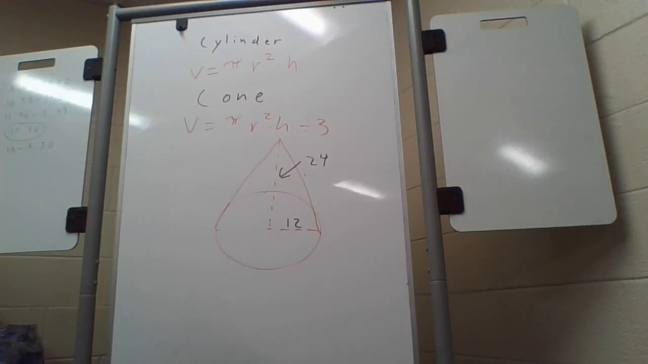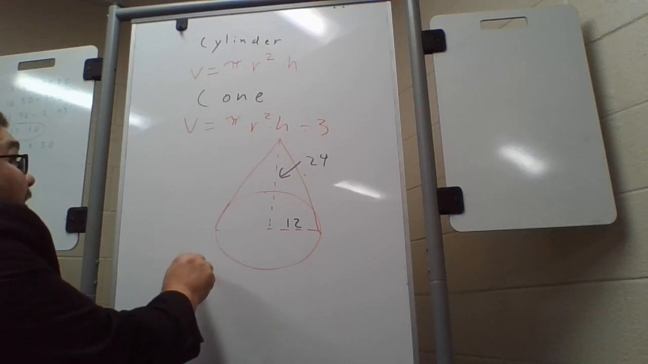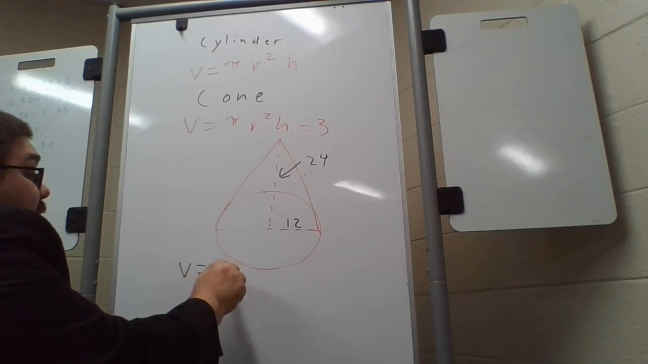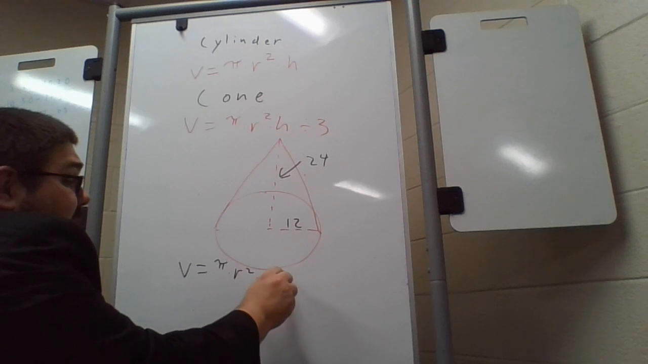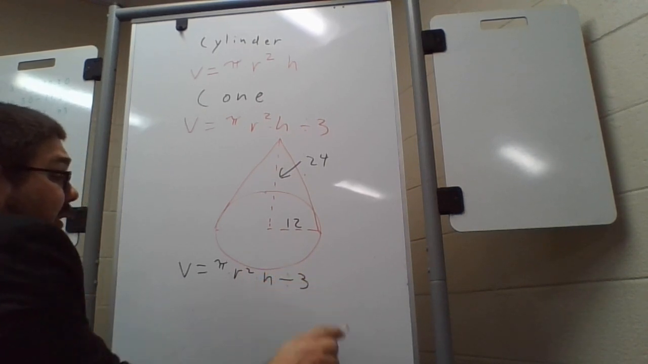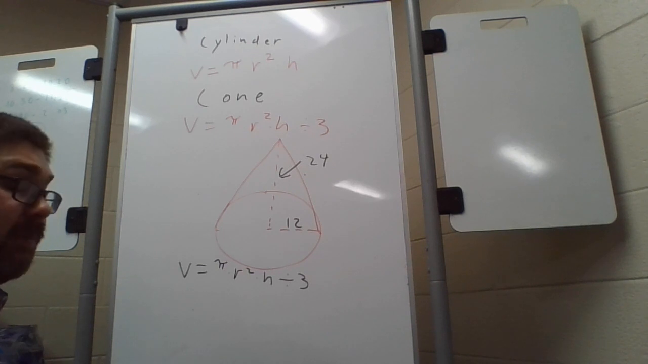Okay, so now here we have a cone. Instead of a cylinder, it's a cone. Now we're doing the same thing that we just did. We're going to do pi times radius squared times height. Only this time we divide by 3. So that is the only difference. We divide by 3.